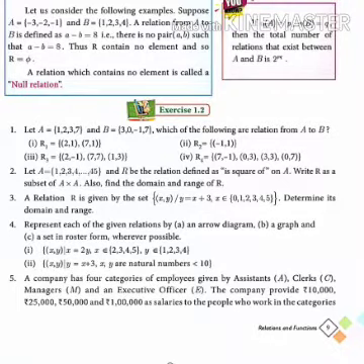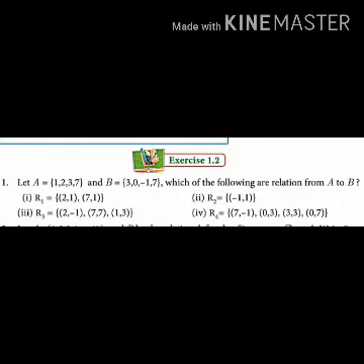Next is exercise 1.2. In your book, exercise 1.2 is given in page number 9. Totally 5 sums are there. First sum is, let A is equal to {1, 2, 3, 7} and B is equal to {3, 0, -1, 7}. Which of the following are relations from A to B? 4 subdivisions are there in the first sum.